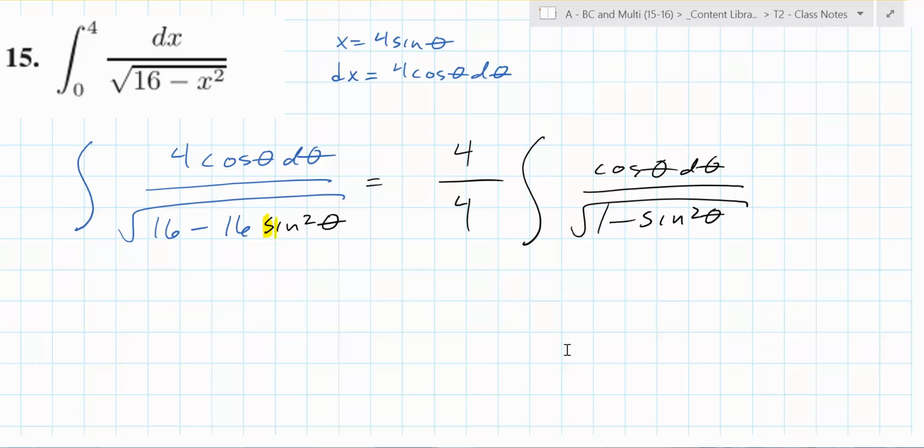Okay, 1 minus sine squared is cosine squared, square root. So what does that turn into? Cosine theta. So what do you end up with? D theta, like that? What are the limits of integration equal to?